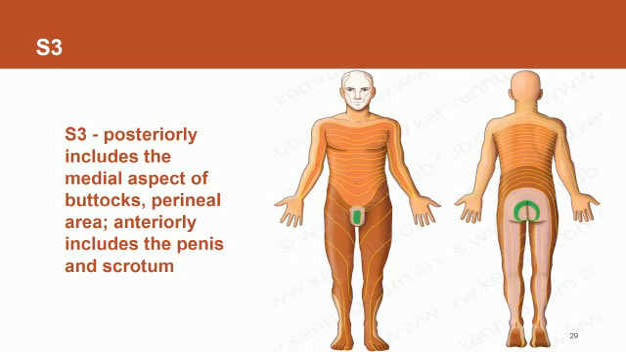S3 supplies posteriorly the medial aspect of the buttocks and perineal area, and anteriorly, it supplies the penis and the scrotum.